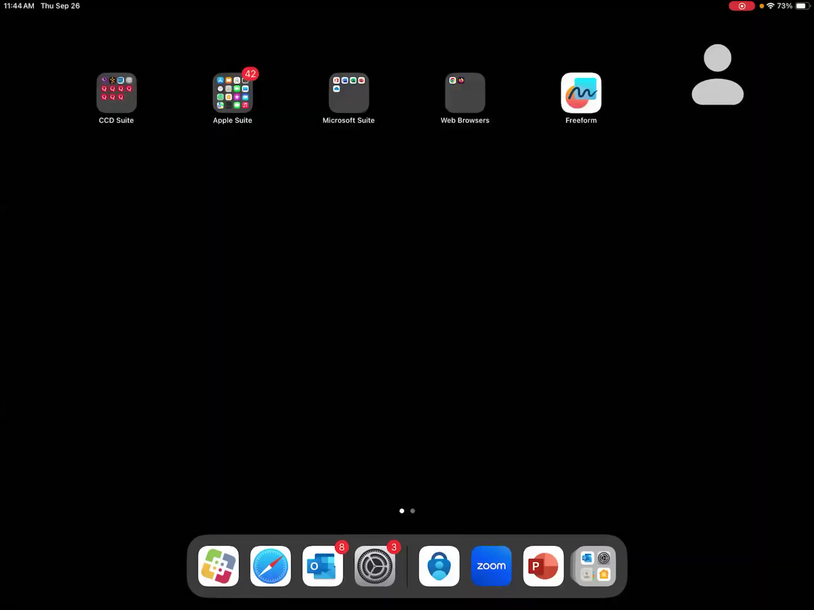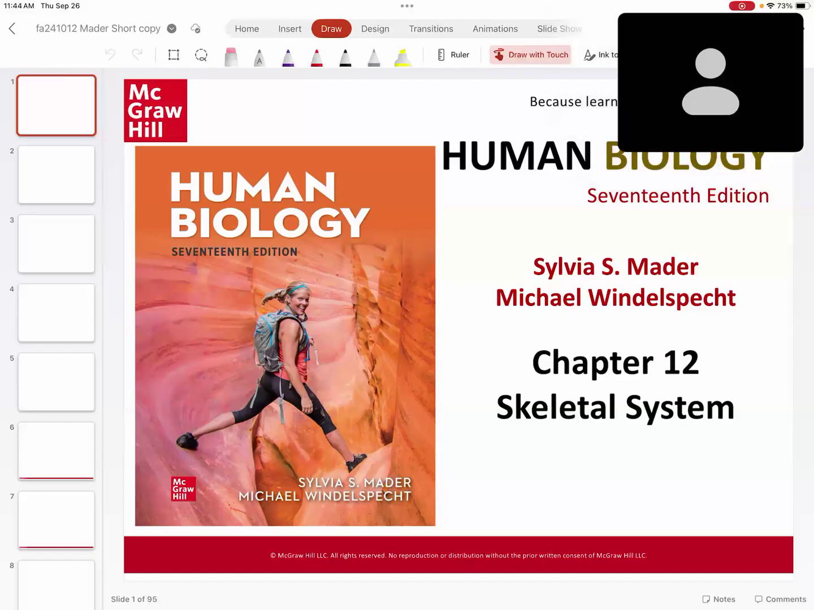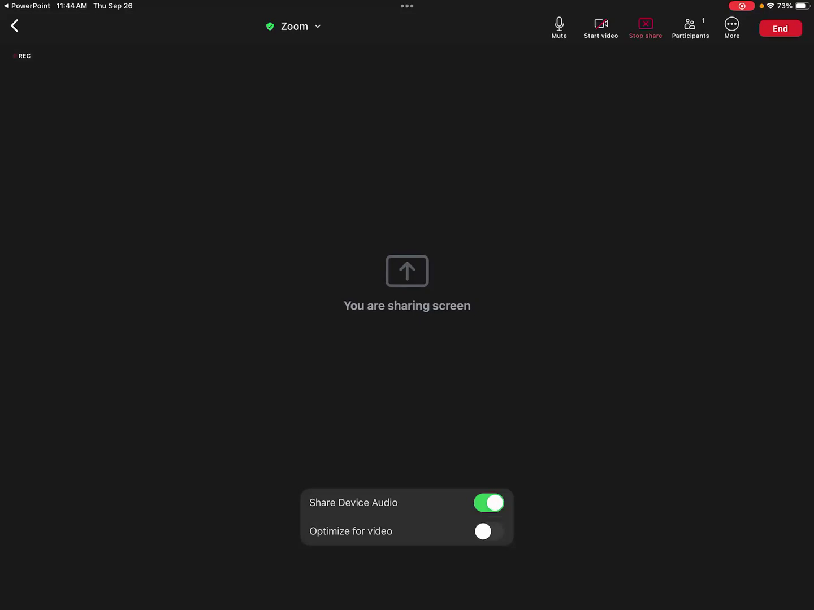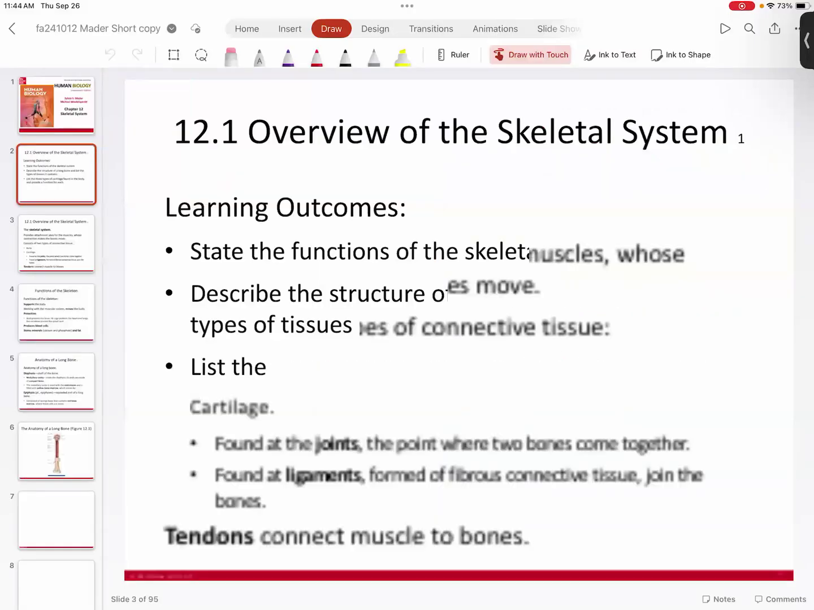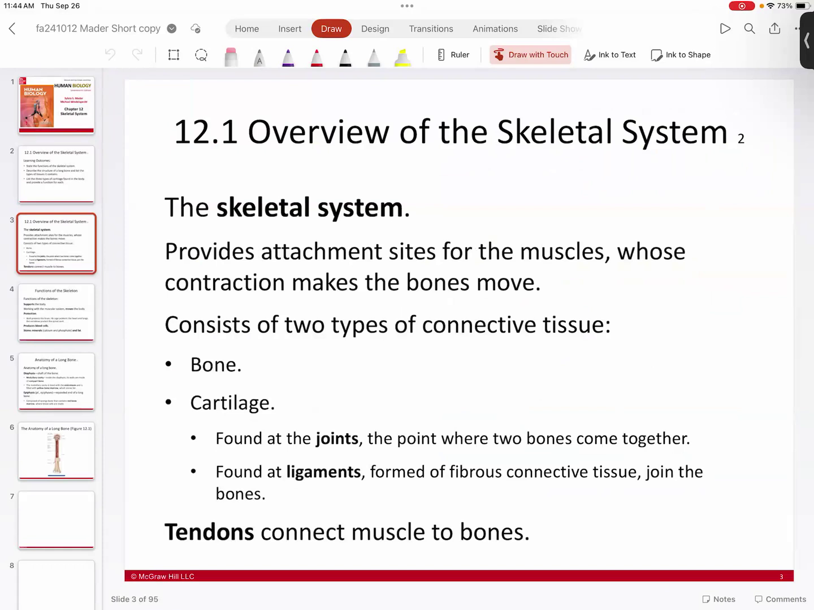Okay, so we are going to start chapter 12 now. This is going to be on the skeletal system. So when you take a look at the skeletal system, the overview, some of these first slides are going to go pretty quickly because a lot of it is recapitulation from chapter 4, which we already covered.